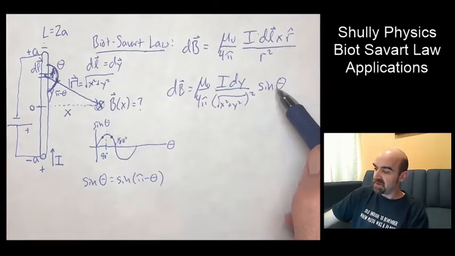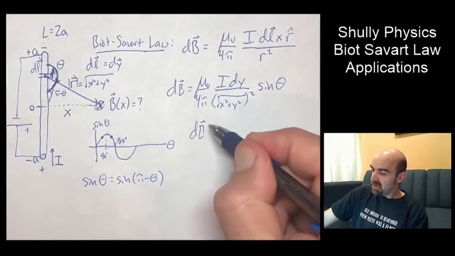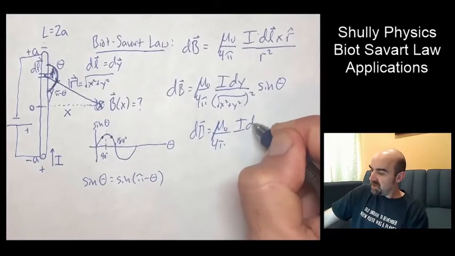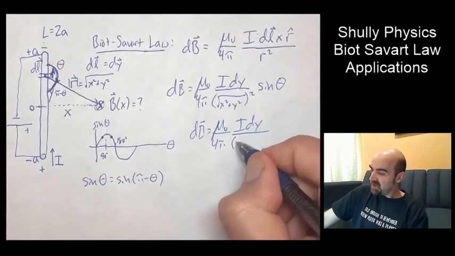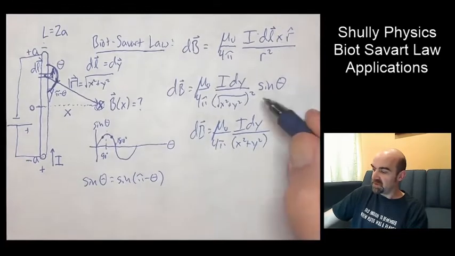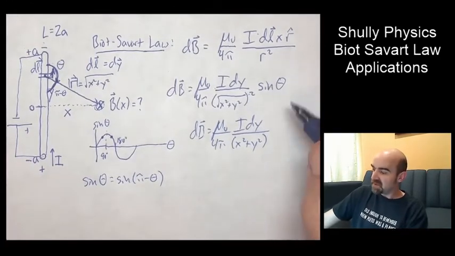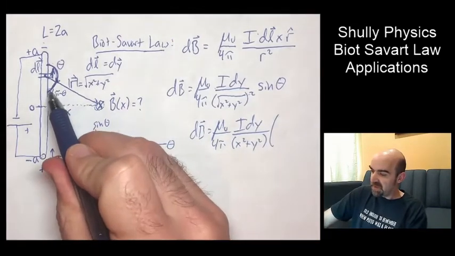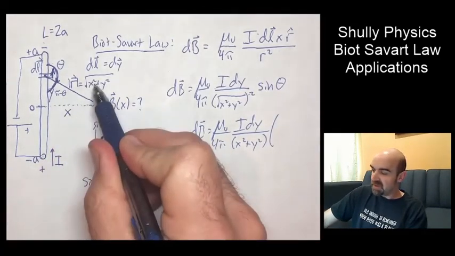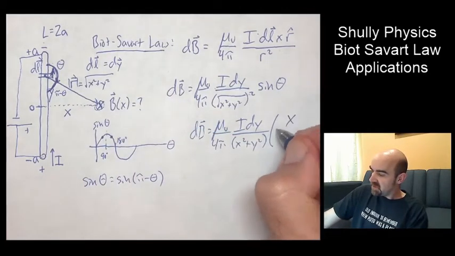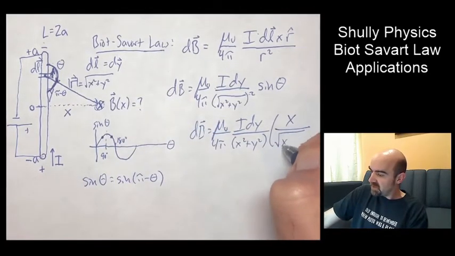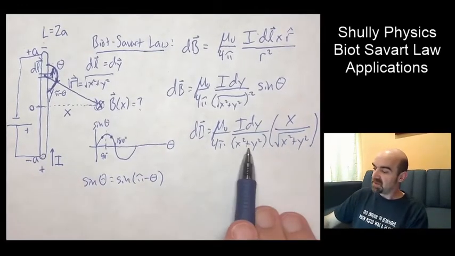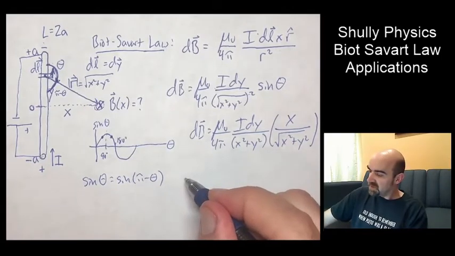So we can replace the sine theta up here, writing it all out, not to miss a step: I dy over x squared plus y squared. I already distributed that little square in there. But the sine of theta is going to be x, the opposite of that angle up there in the triangle, divided by the hypotenuse, square root of x squared plus y squared. Okay, now we can combine some like terms and flesh this out a bit.